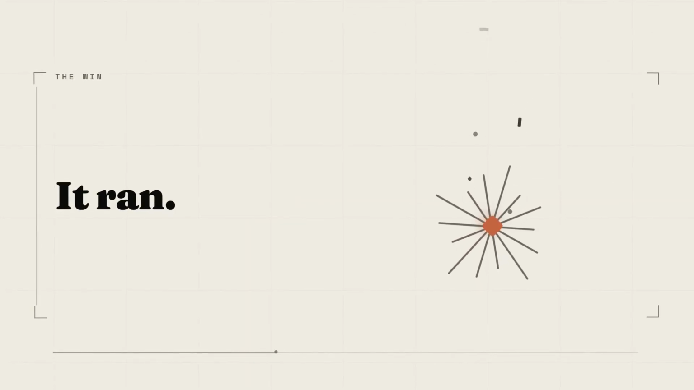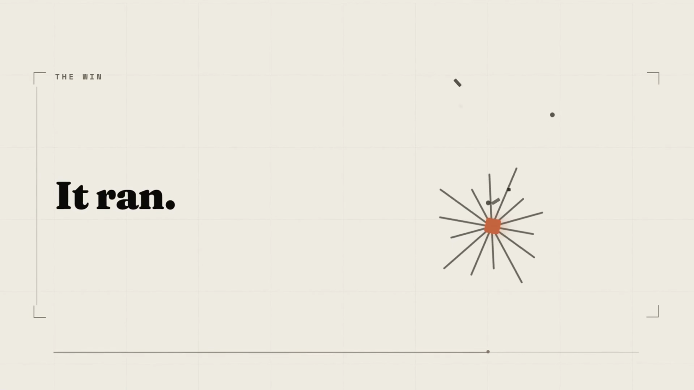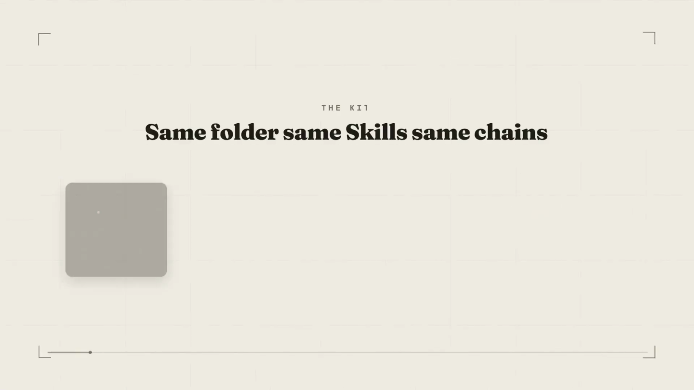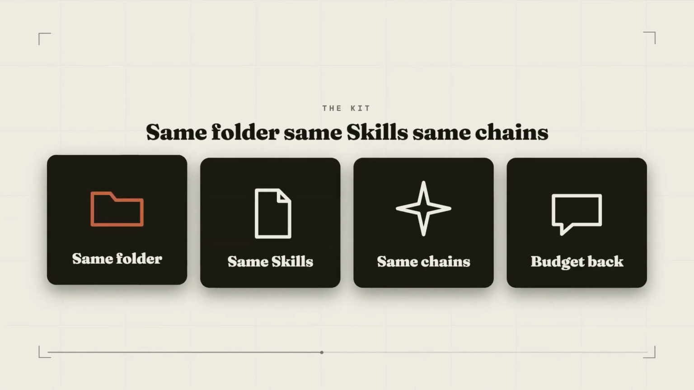By the end, you will have Qwen running inside the Claude Code harness the same way Opus does. Same folder, same skills, same chains, and your budget back without your judgment taking a hit.